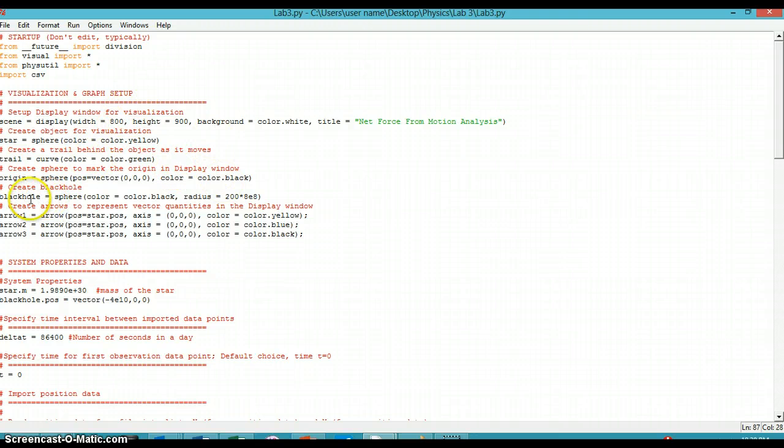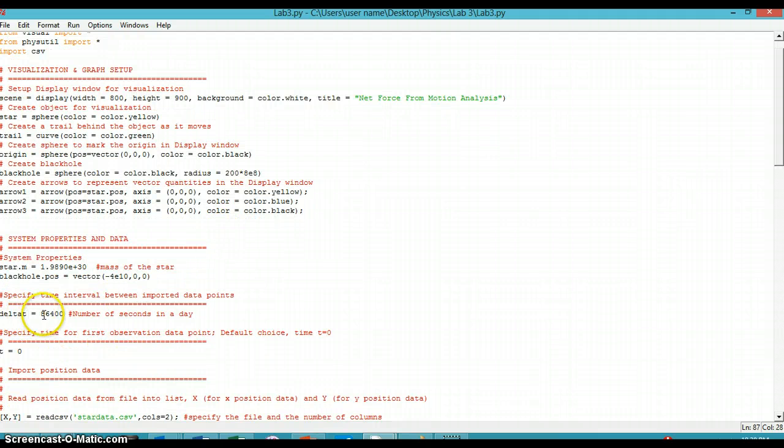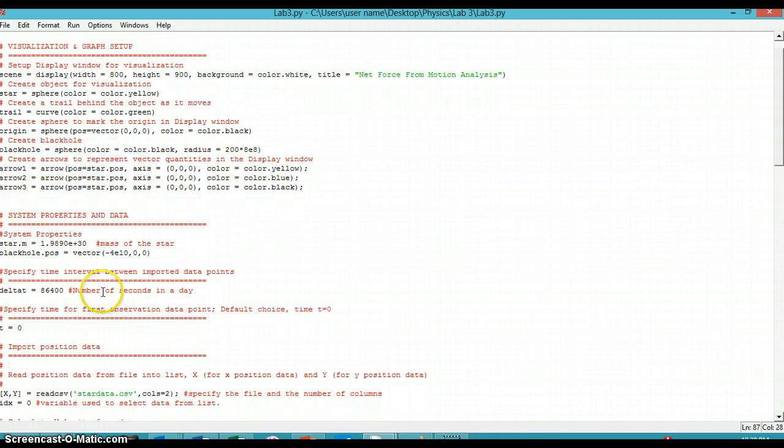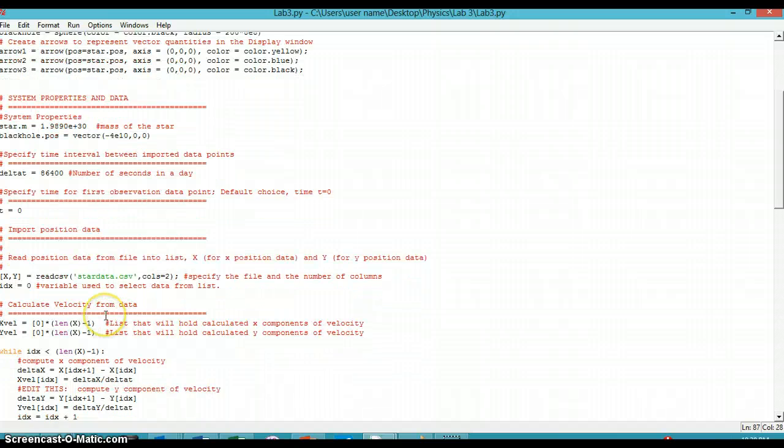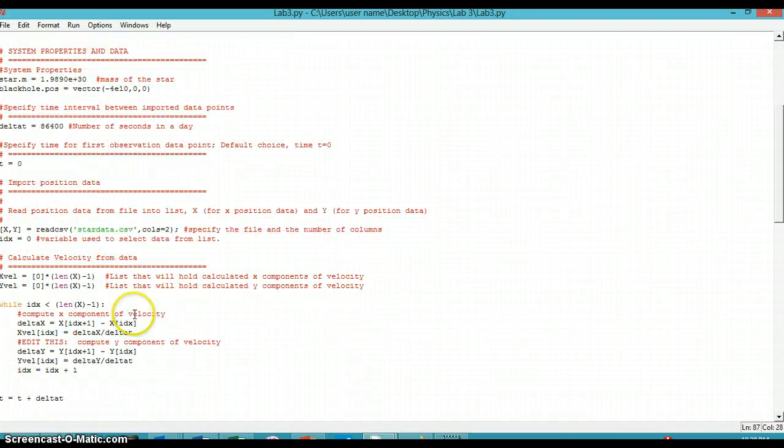Here we put in the black hole so that it will show up in the module. Here we have the mass of the star is equal to 1.989 times 10 to the 30 kilograms. The initial position of the black hole is negative 4e10 meters in the x. Here delta t is equal to 86,400 seconds, which is the number of seconds in an Earth day. We go down to our first while loop. You can see that we computed the x component of velocity using these two lines of code, and then we computed the y component of velocity using these two lines of code.